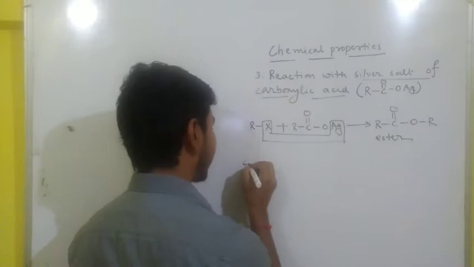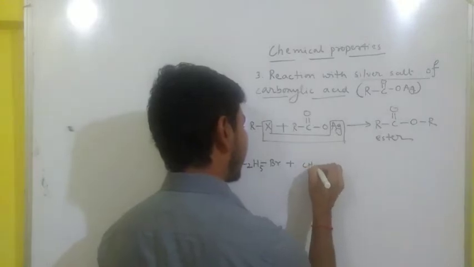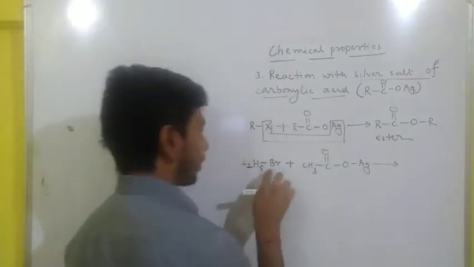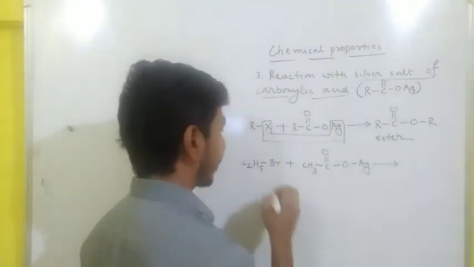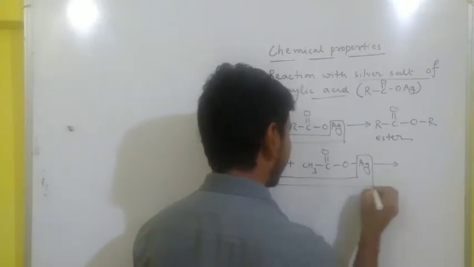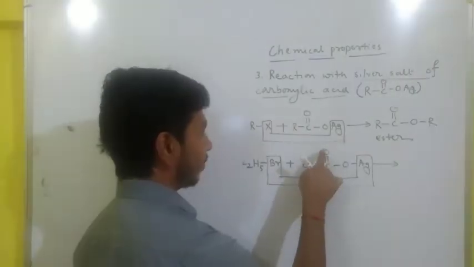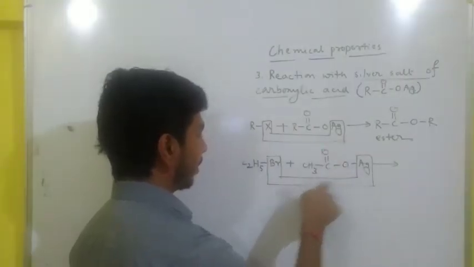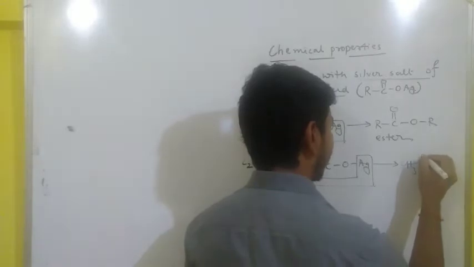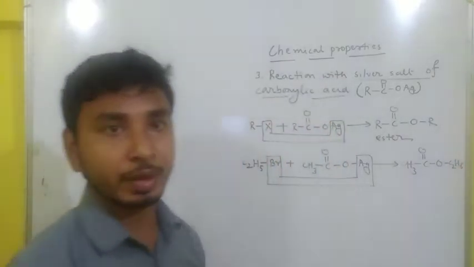As for example, C2H5Br plus CH3COOAg. So now here AgBr is removed. The product is CH3, C double bond O, single bond O. After this oxygen, now it will be connected with the C2H5. So the product is CH3, C double bond O, O, C2H5. This is the product.